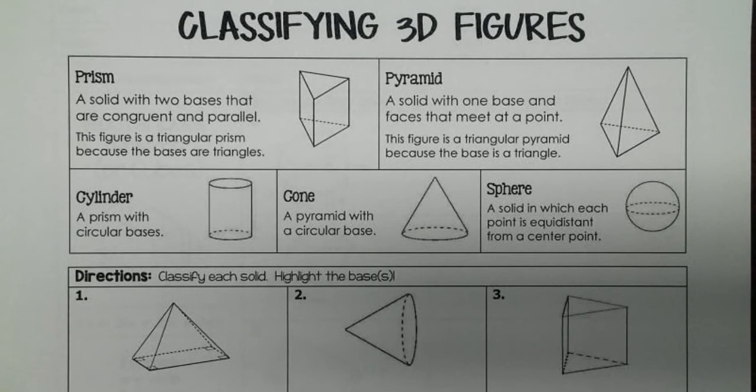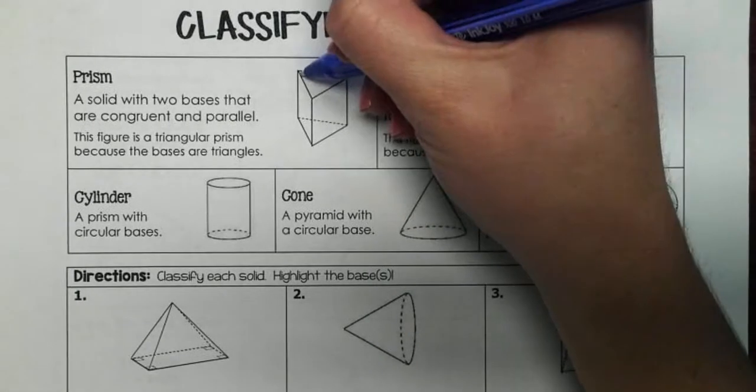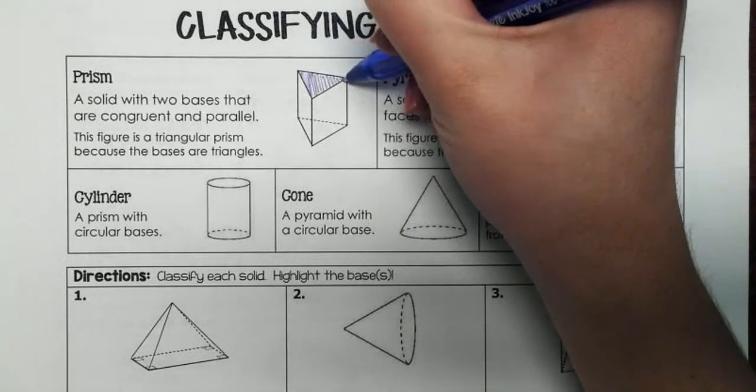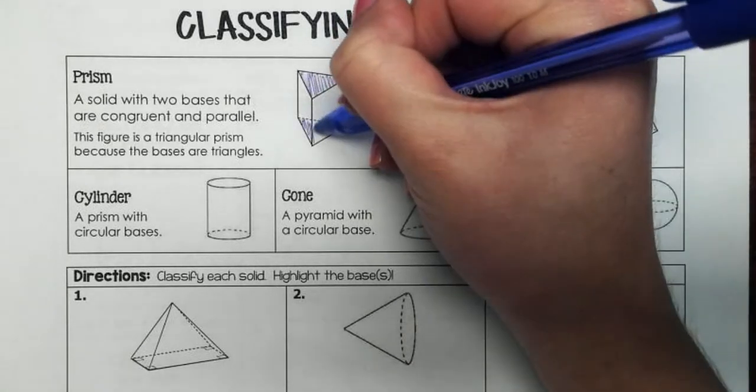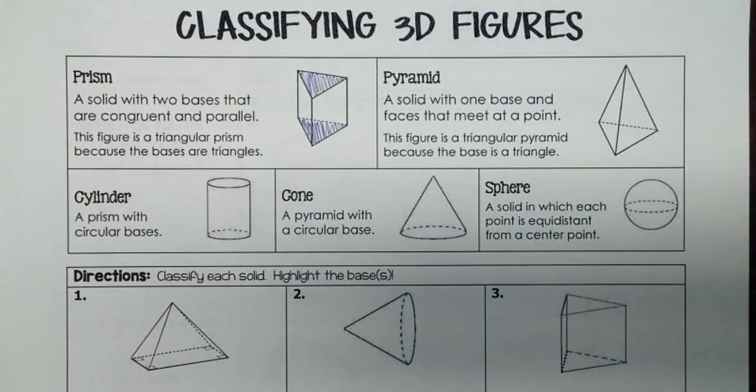So if you look here at what a prism is, it says a prism is a solid with two bases that are congruent and parallel. The bases that it's talking about, in this picture I'm just going to shade a little bit, are the top and the bottom. These are the bases that it's talking about. They are congruent, they're the same size, and they're parallel to each other. Okay, so that is what a prism is.